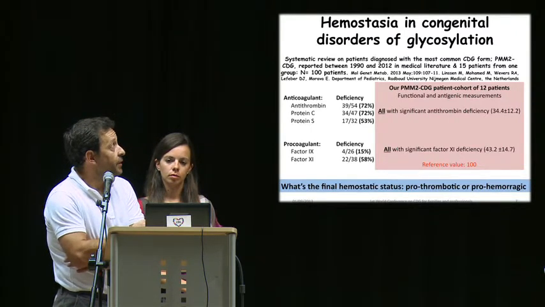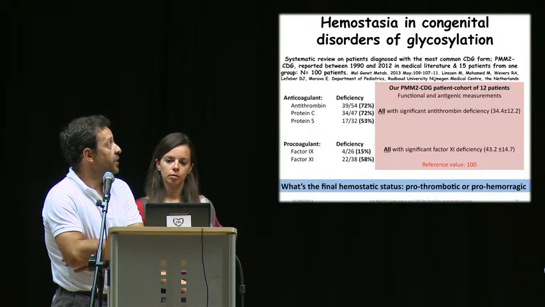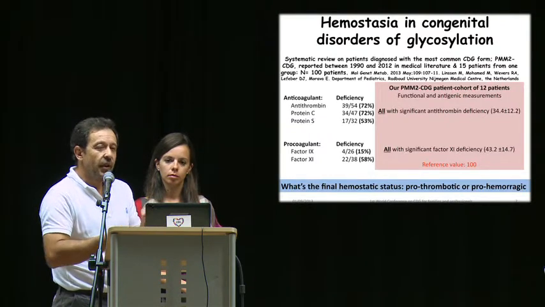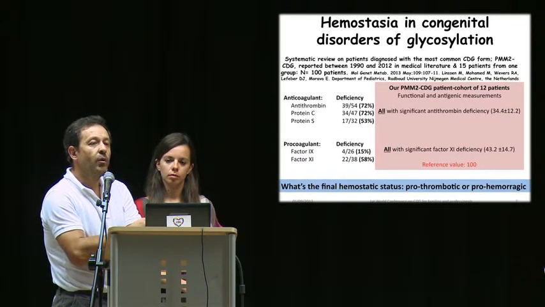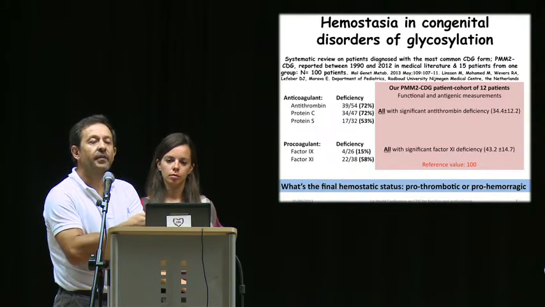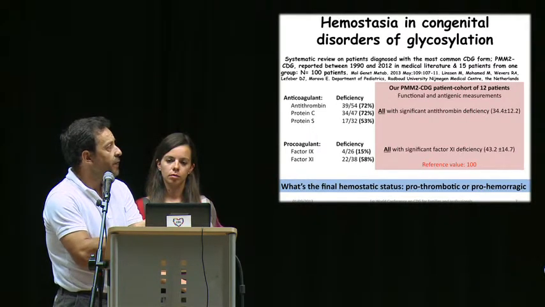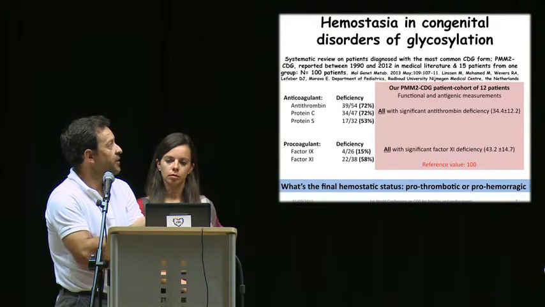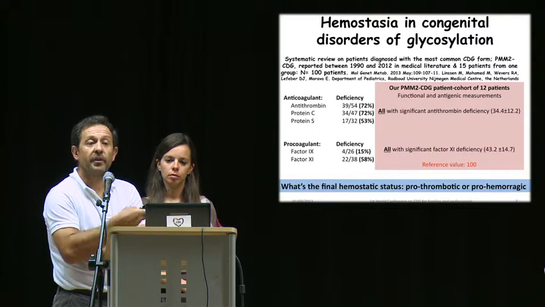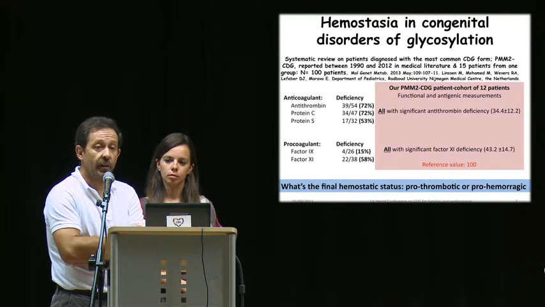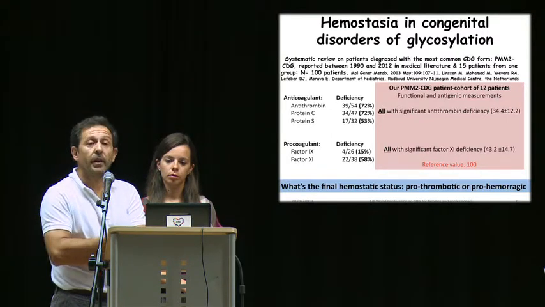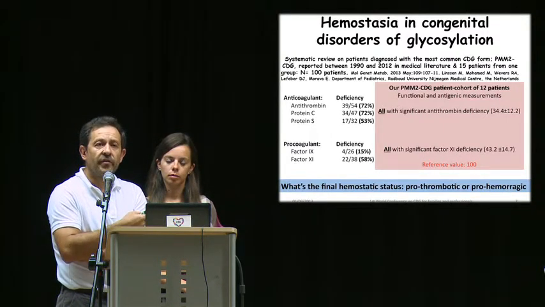We have also evaluated a smaller number of patients, 12 PMM2-CDG patients, but we have studied in more detail these molecules, particularly antithrombin and factor 11. According to our data, all patients have antithrombin deficiency, and this is the average of antithrombin levels in our patients. As you can see here, they have a strong antithrombin deficiency, only 35% of the normal levels that we can find in healthy subjects. And we also detected a significant deficiency of factor 11.